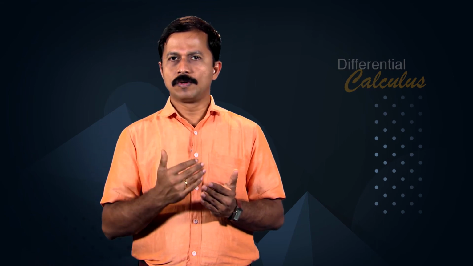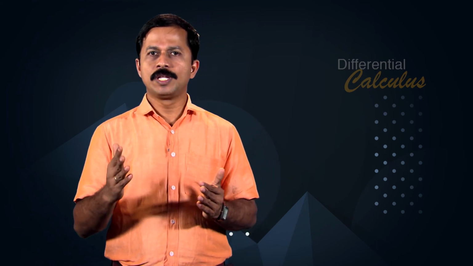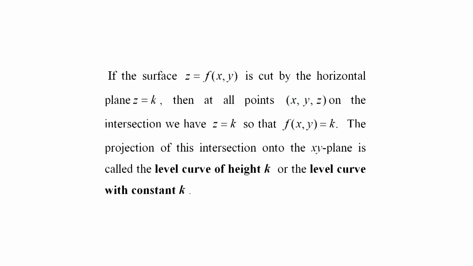Contour maps are useful for studying functions of two variables also. If the surface z = f(x, y) is cut by the horizontal plane z = k, then at all points (x, y, z) on the intersection we have z = k, so that f(x, y) = k. The projection of this intersection onto the xy plane is called the level curve of height k or the level curve with constant k.